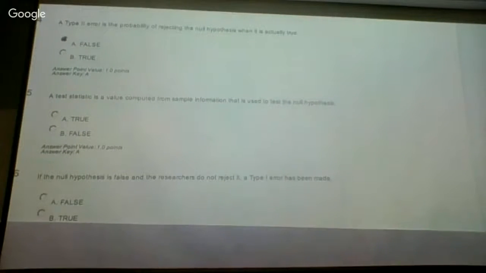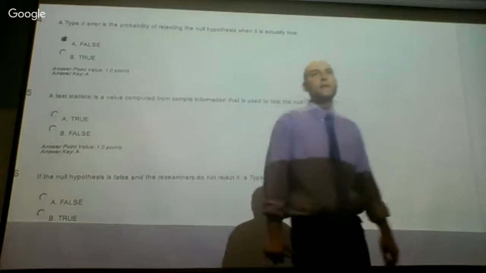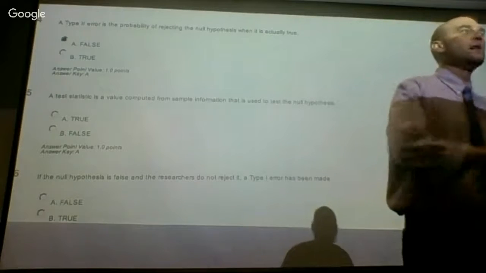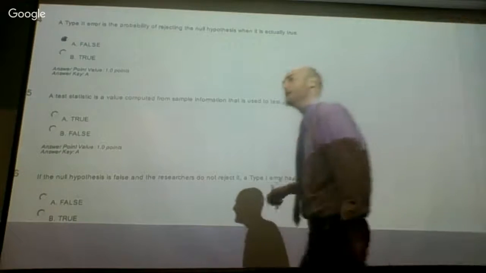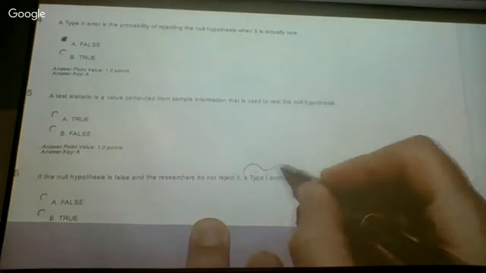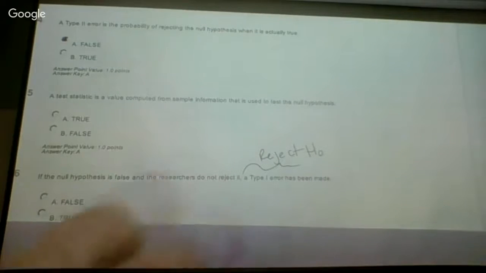6. If the null hypothesis is false and researchers do not reject it, a type 1 error has been made. So the type 1 and type 2 error stuff can be a tough thing to wrap your head around, because there's all sorts of things that are accepted and rejected. But we know a type 1 error is made when you reject the null, and you shouldn't have.